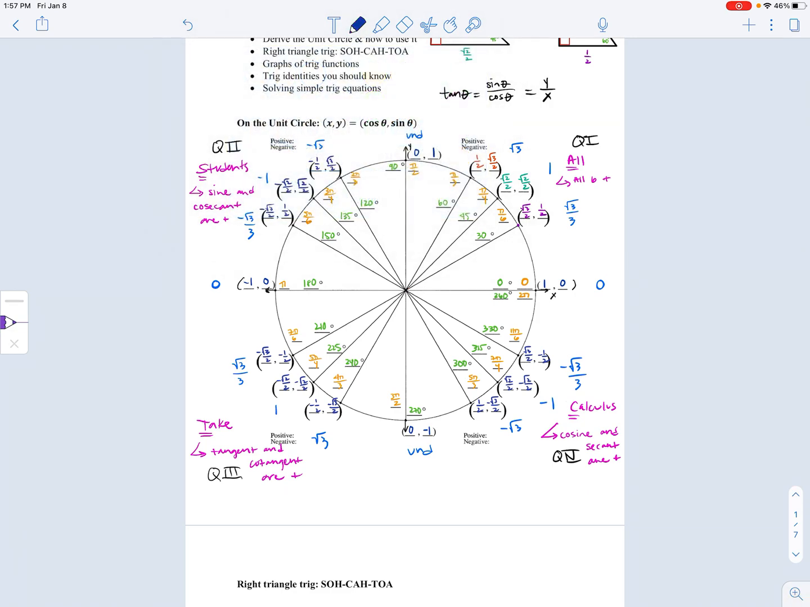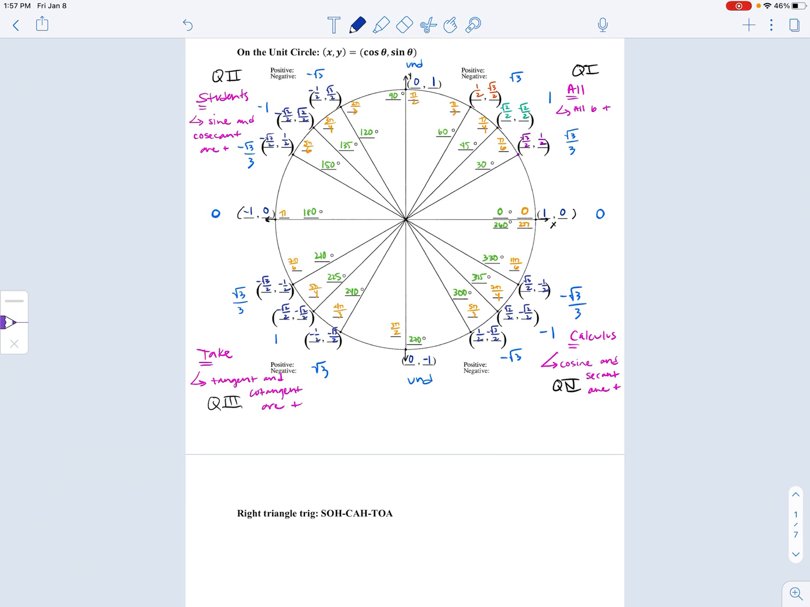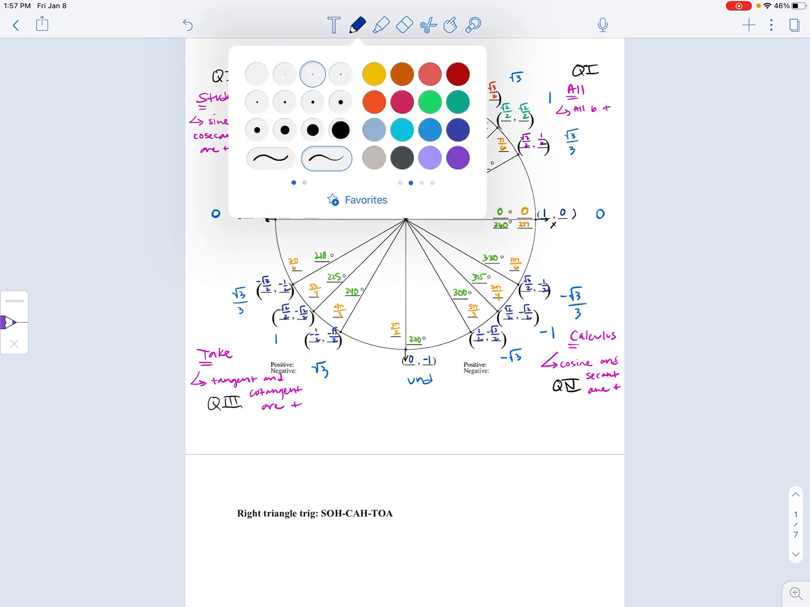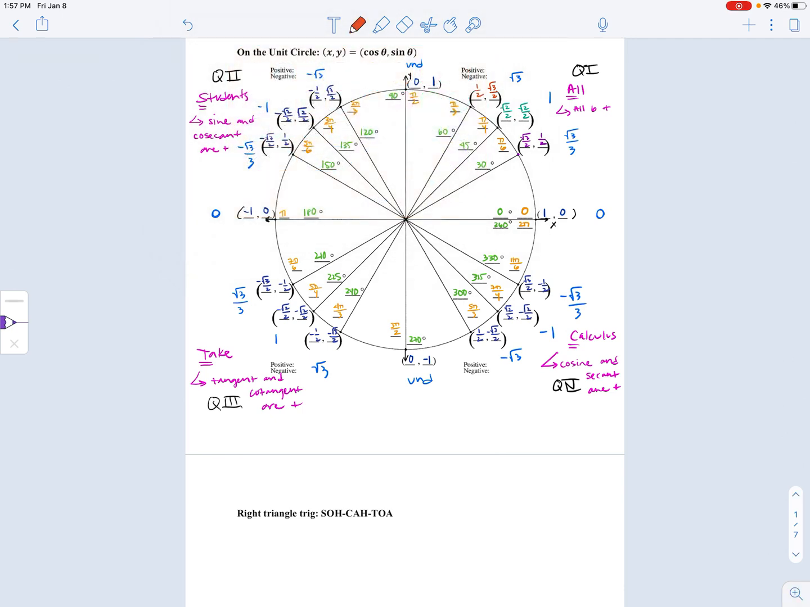So remember, if you wanted to simplify or evaluate, let me use a different color, cosine of 4 pi over 3. You would go to 4 pi over 3 or visualize where 4 pi over 3 is on the unit circle. The x coordinate there is the value of cosine. So negative 1/2 would be the value of cosine of 4 pi over 3.